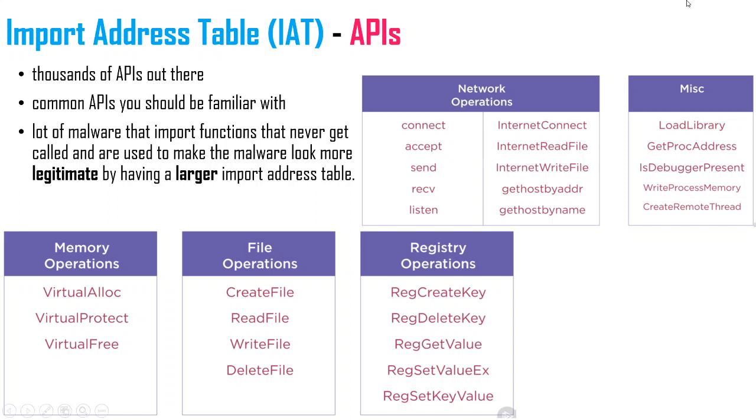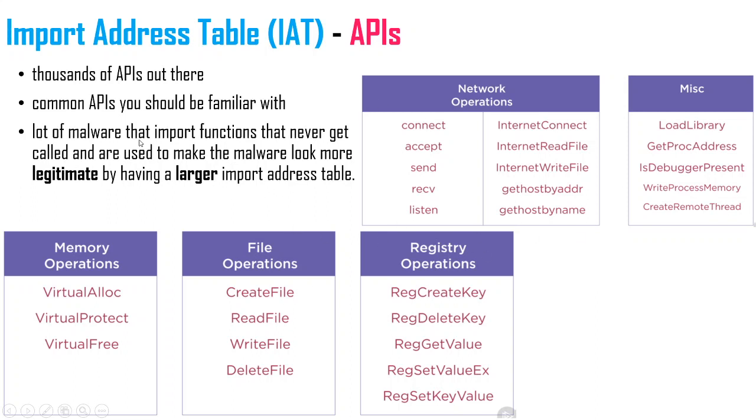Some APIs are there: load library, get proc address. Is debugger present is a very important thing. If this API is there in a particular malicious file in the PE header, then we come to know that the malicious author is using some anti-analysis technique. They are actually checking whether we have been debugging that malicious file or not, whether we have been analyzing that file or not. That malware author is actually checking. So is debugger present or not. So write process memory, create remote thread, everything is actually important.